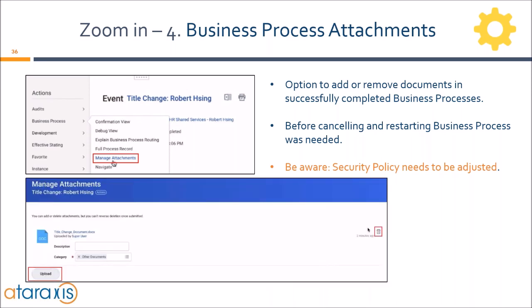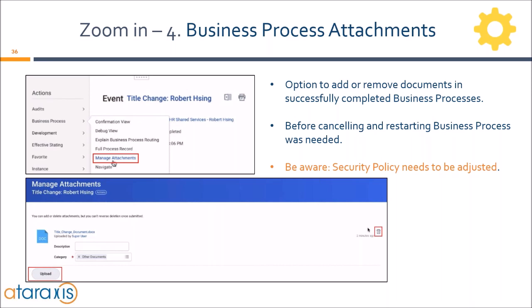Then we have number 4, it's a zoom in, it's the business process attachments. What it does: before, you didn't have the option to add or remove documents when a business process was successfully completed. You needed to cancel or restart the business process and then add the attachments again, which was really high maintenance. If, for example, you have wrong documents attached to a business process, which can be bad for your GDPR.